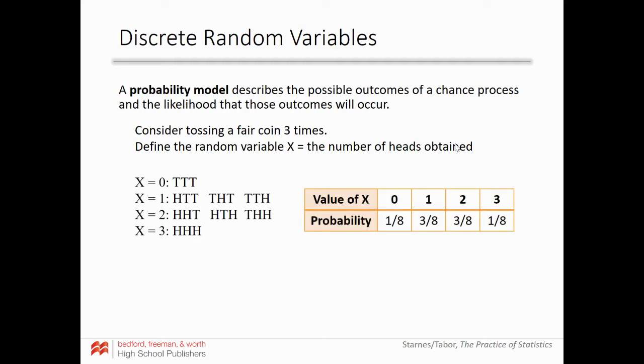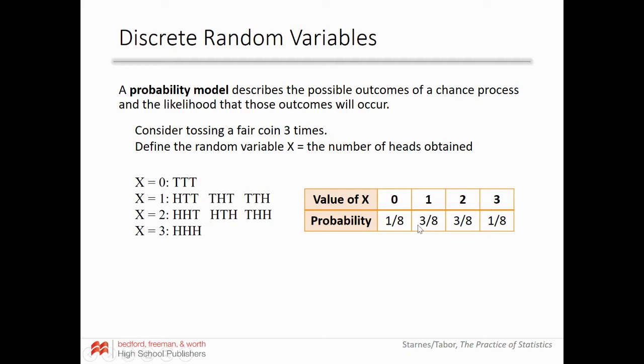So obviously you could get 0 heads. You could flip tail, tail, tail. You could flip head, tail, tail, tail, head, tail, tail, tail, head. You could get 2 heads, or you get all 3 heads. So the possible outcomes, this is why the number of heads obtained is super important, because it gives you the values of x right away, 0, 1, 2, and 3. From there, you can find the probabilities of each.